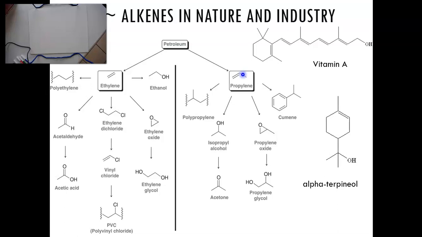And then the other two molecules on the side, we have vitamin A, and so we see all the different alkenes that are part of that vitamin A molecule. And then alpha terpinyl, which is naturally occurring, and it smells really nice. And so even though it is found in sap and in tree bark, it's often used in flavoring and in cosmetics and in perfumes because of its nice natural smell.